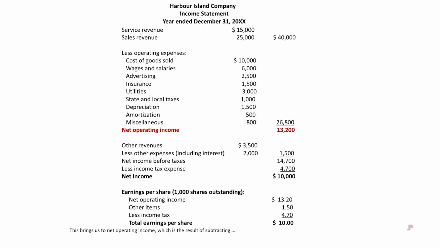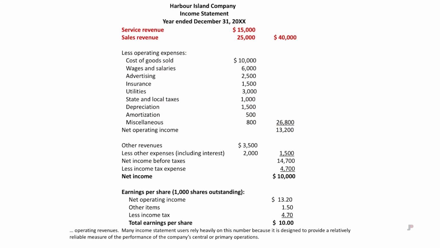This brings us to net operating income, which is the result of subtracting operating expenses from operating revenues. Many income statement users rely heavily on this number because it is designed to provide a relatively reliable measure of the performance of the company's central or primary operations.